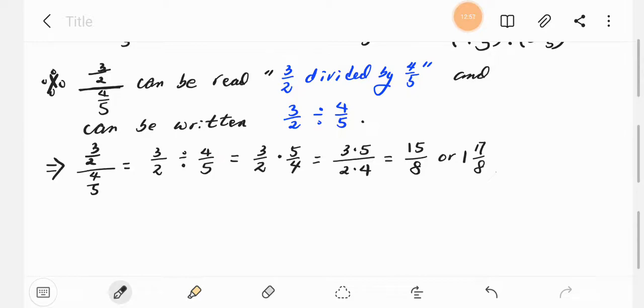So when you have a division, this is the divided by, right? Use the division symbol, and then convert it into multiplication by switching the numerator and denominator of the divisor, the fraction, right?